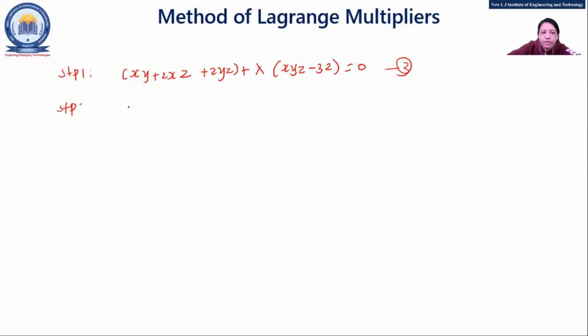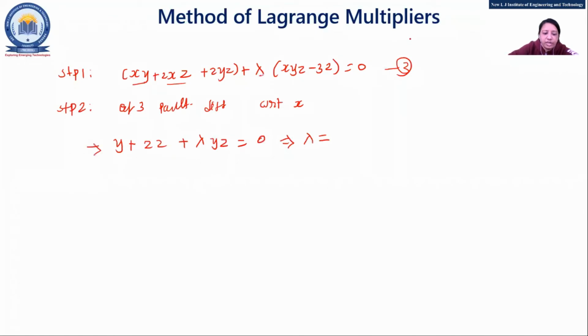Now step 2 is to find x, y, z. For that, take equation 3 and differentiate partially with respect to x. Here x is there, so y plus 2z plus lambda yz, and this equals 0. Now, if you find lambda from this, what is it? Just find it out.